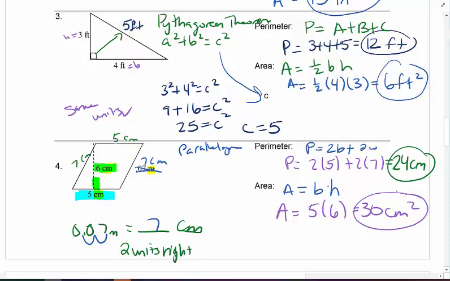Easy parallelogram to make mistakes. And on the test, you're not going to be asked for both perimeter and area. You're going to be asked for one or the other. Don't fall into the trap of a parallelogram of doing it as a rectangle.